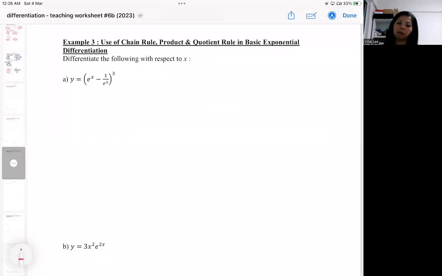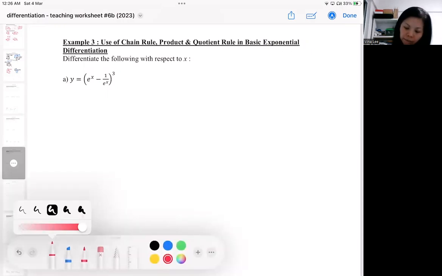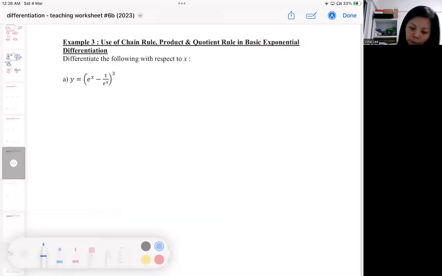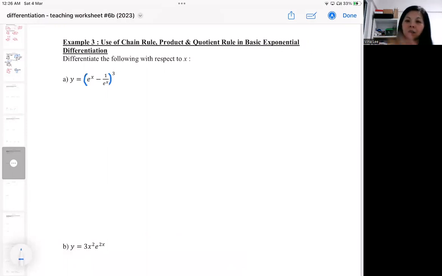Okay, in this example, I'm showing you the chain rule, product rule, and quotient rule, where it's not possible to use indices. Okay, so like for example, in 3a, the whole bracket is a power 3. But because the function inside is an exponential minus an exponential, I actually have no chance to be doing any indices. So I got to do a direct chain rule.